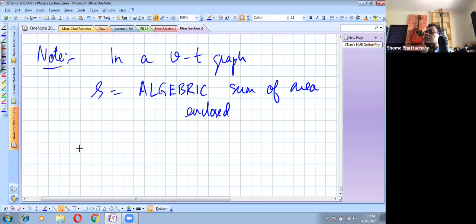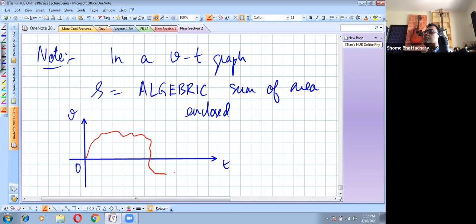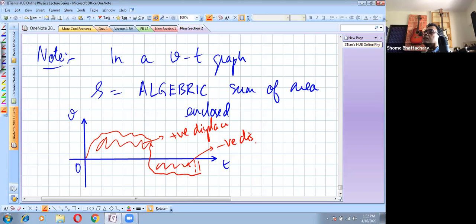So if our velocity-time graph is looking such that in some part of the journey the velocity is positive, and then in some part it becomes negative, what happens is that this area will be counted as positive displacement. But then this part of the area, whatever time we are counting till, will be considered as a negative displacement. So when we are calculating the total displacement, the net displacement, it will become the algebraic sum of these. That is the thing.